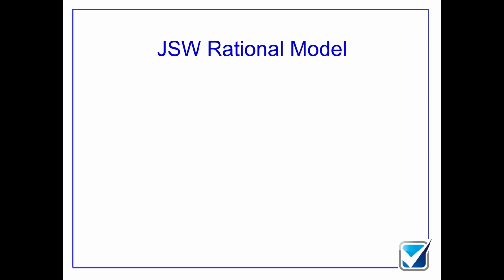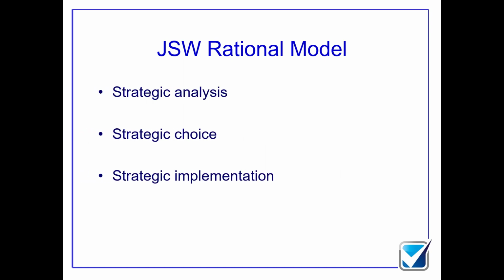Now, we have got our bog standard JSW, Johnson, Scholes and Whittington rational model of strategic decision making. And we've got three different stages: strategic analysis, strategic choice, strategic implementation. And as you may already know, I call this the SACI model because it's strategic analysis, choice, implementation, SACI. I appreciate it's not the same way that you spell the Japanese wine, but it's a nice thing to remember when you're doing this type of complicated issue.